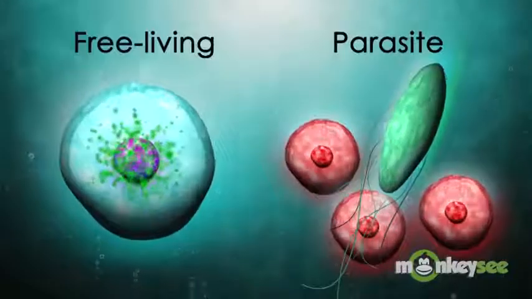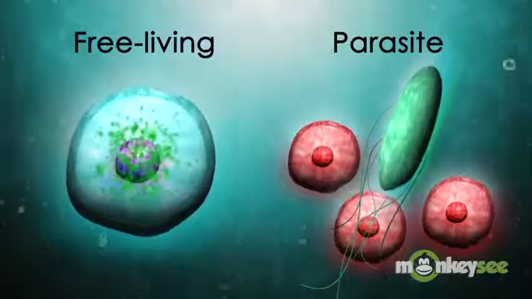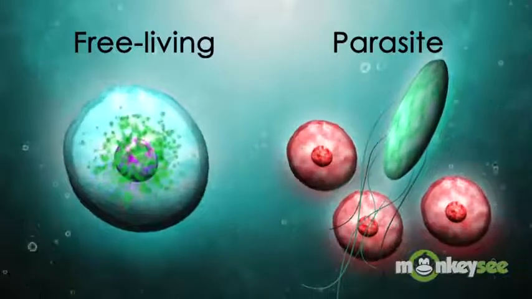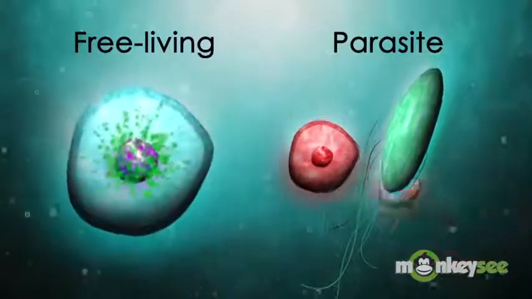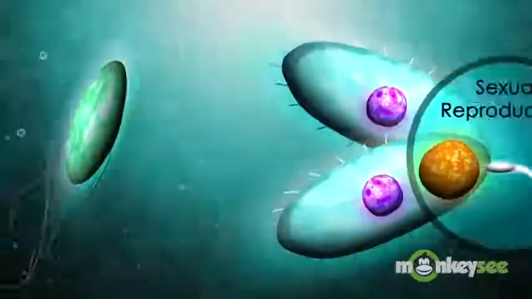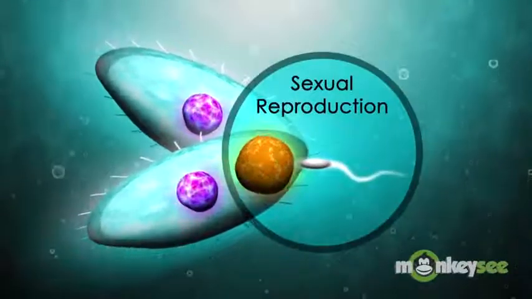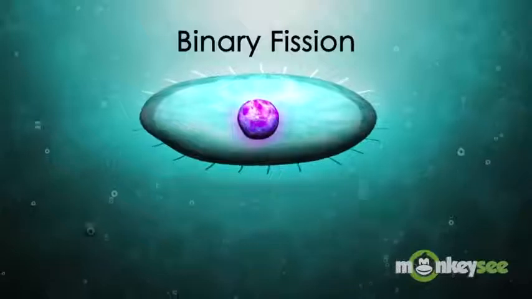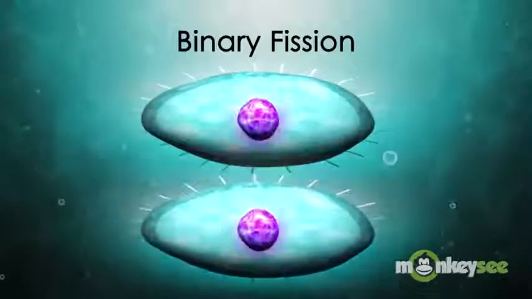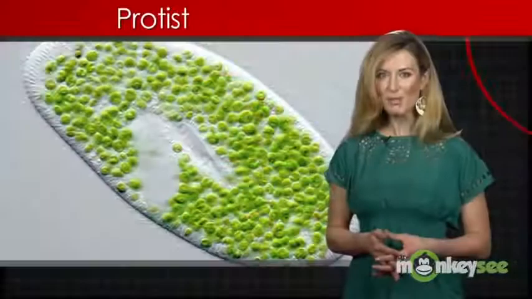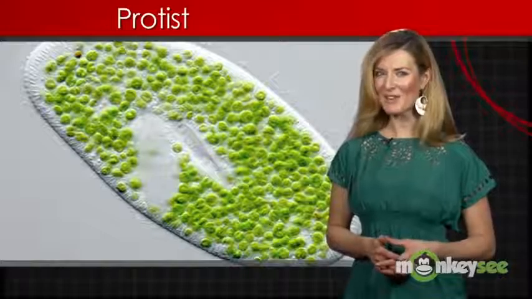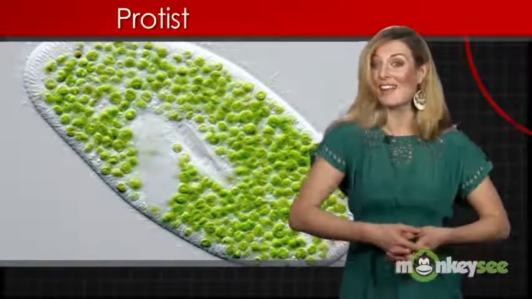Some protists are free-living, and some are parasites. Some make their own food, and some get nutrition by hunting food or by simply absorbing it from their environment. Protists can reproduce via sperm and egg or by binary fission, splitting into two genetically identical cells. Protists may be simple forms of life, but they're certainly one of the most diverse.